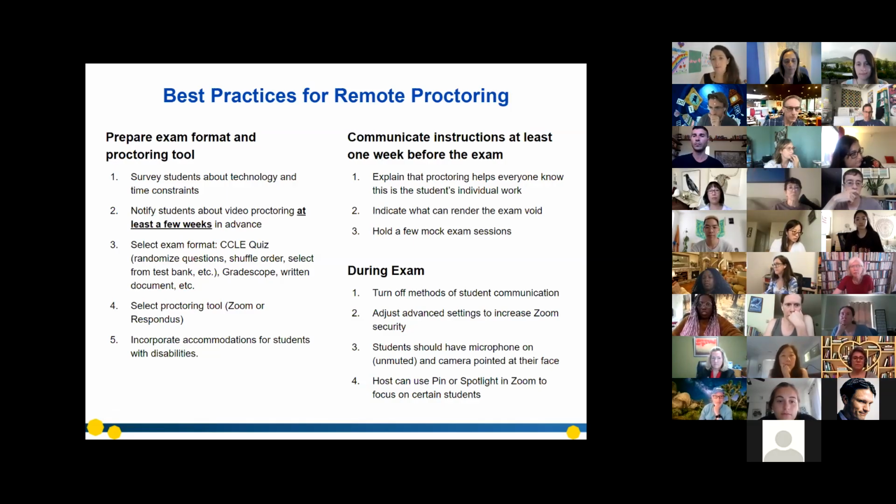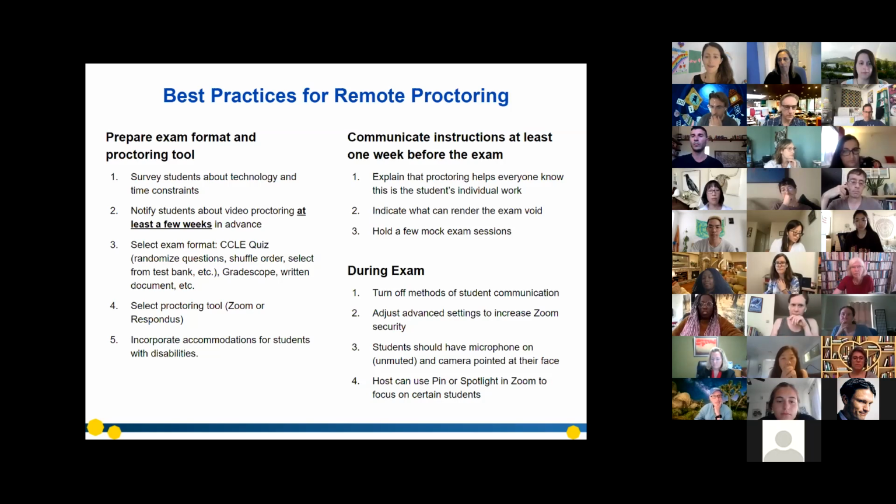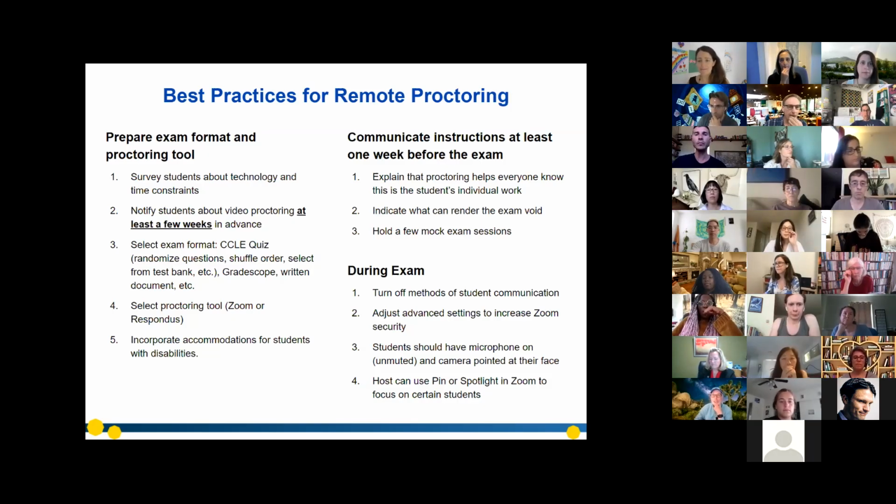And then during the exam, you might want to turn off your CCLE site if you don't want them working on that. You can adjust settings to increase Zoom security in ways that we have on our doc. And yeah, you can have the student have the microphone unmuted and camera pointed at their face. You can pin or spotlight people. Everyone's coming to us with problems related to this, right? If you have multiple devices, this really doesn't stop them. We're just trying to say that if you feel like this is something you have to do, these are the practices that seem to be recognized as best practices.